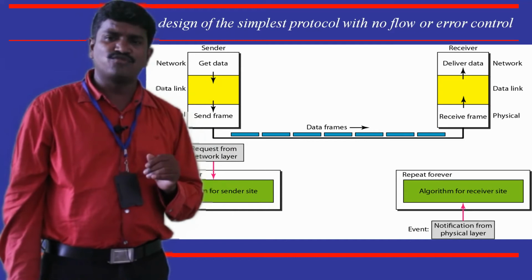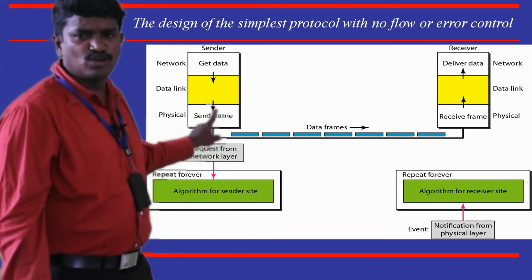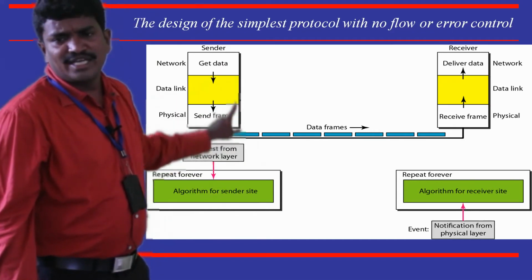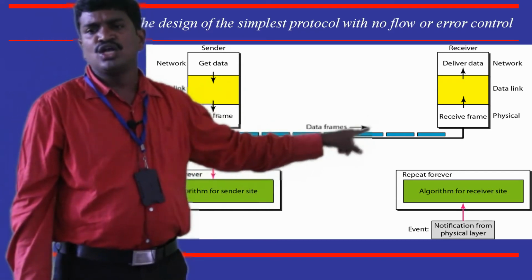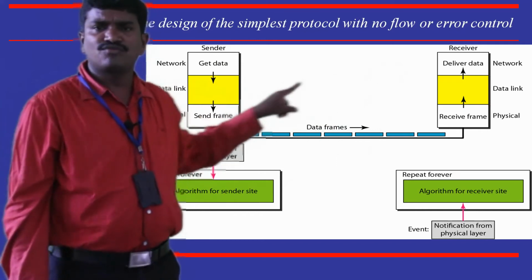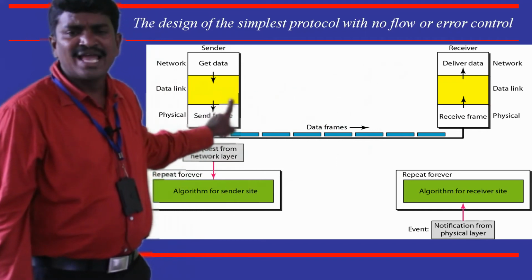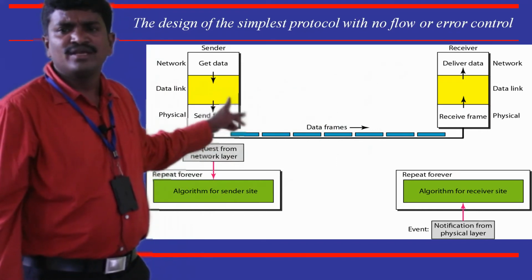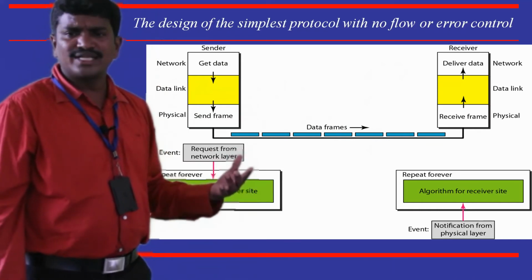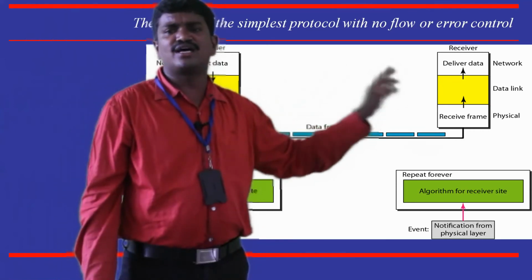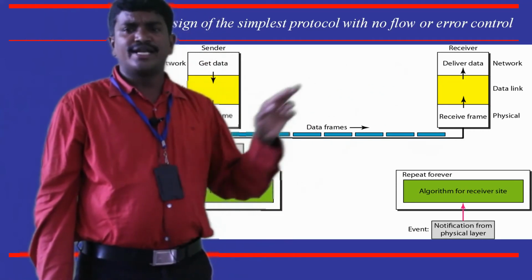Why it is not handling flow control means, if you observe here, the sender will keep on sending the data, not waiting for the acknowledgement whether it is received or not. No information is given back from the receiver to sender. As it is not acknowledged, there is no flow control at all. You don't know whether this packet is received at the receiver properly or it is lost in the middle.